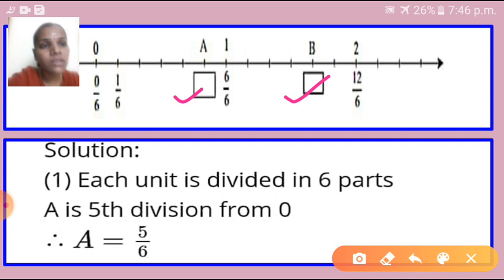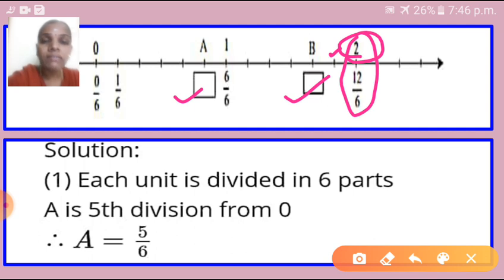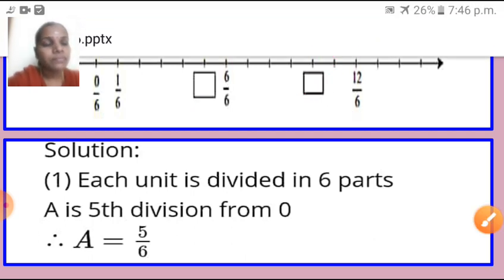So see here, children, once again. After B, that is 11 upon 6. And here 2 is already given. Why 2 here? Yes, 12 upon 6. 12 divided by 6, what is your answer? 2. Understood, children, now?